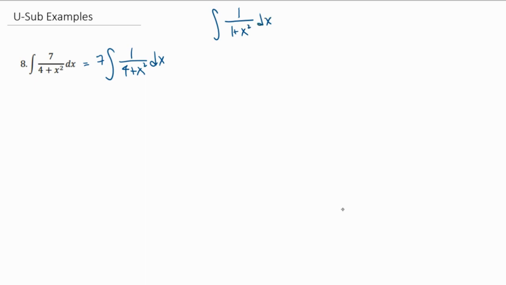And this integral is the derivative of tan inverse of x, right? The derivative of tan inverse of x is 1 over 1 plus x squared. So this looks similar. The only difference is we have a 4 here, okay? But we can factor out the 4 as well.